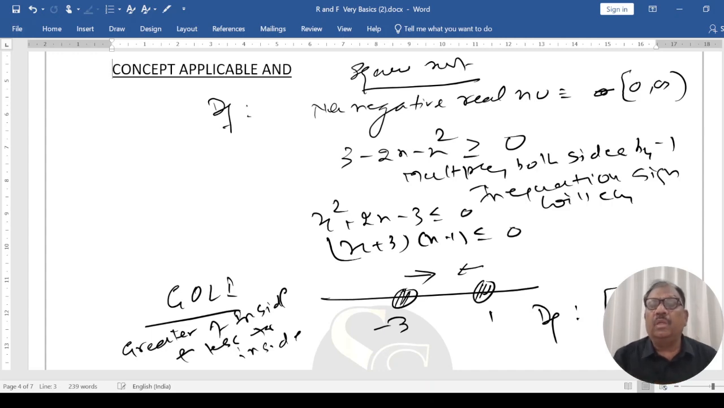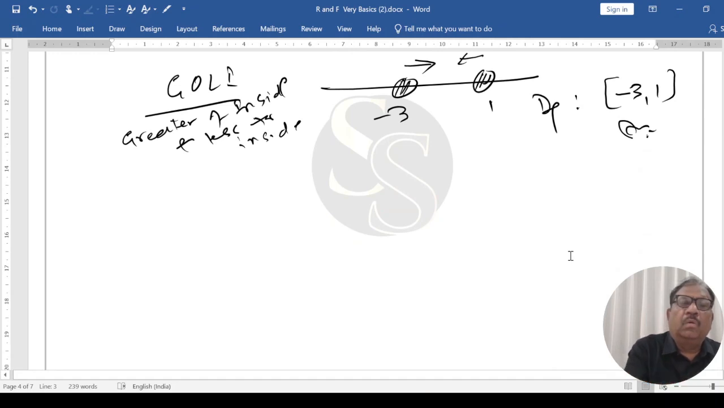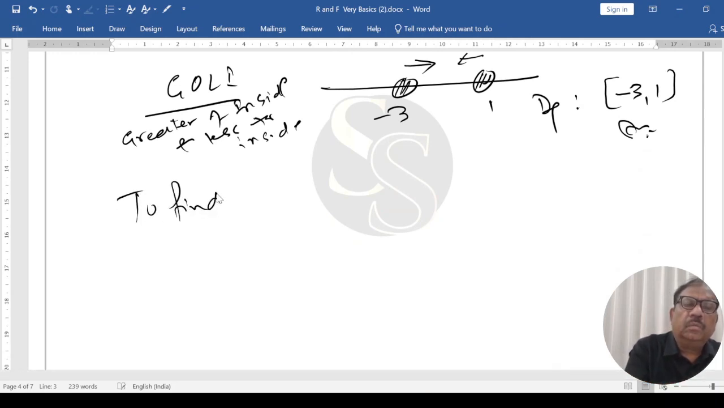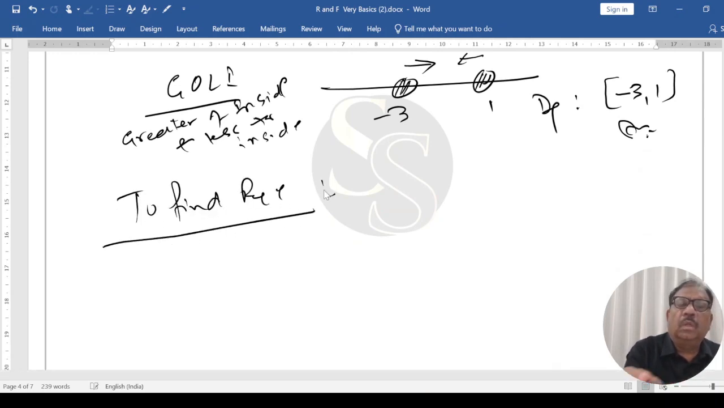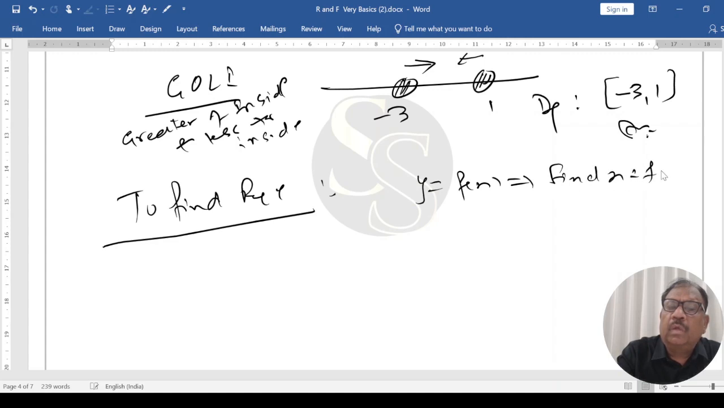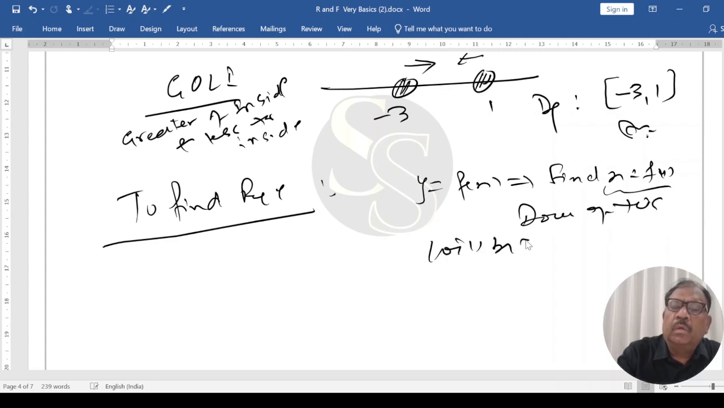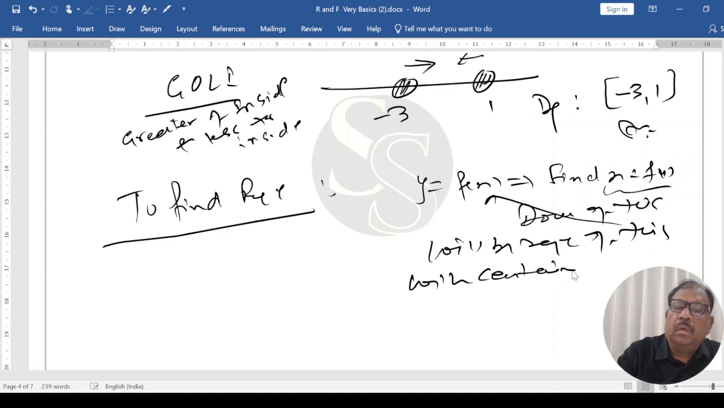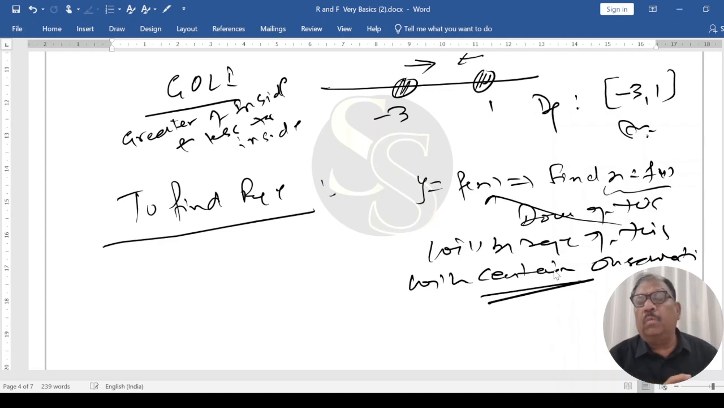And the range of this function is to be found. To find the range, there are two methods. One is y equal to f(x), find x equal to f(y). The domain of this will be the range of this, with certain observations, that is, to be done with common sense.